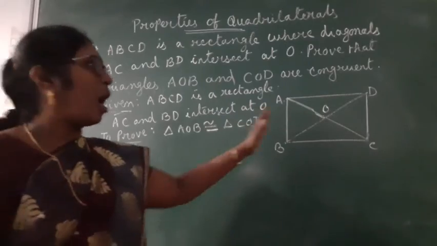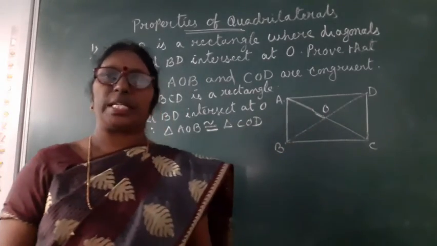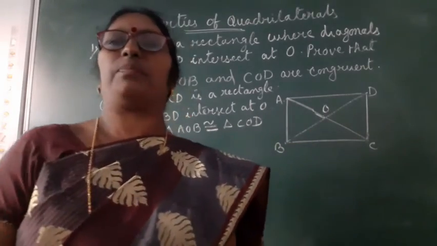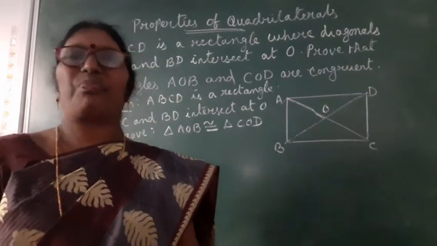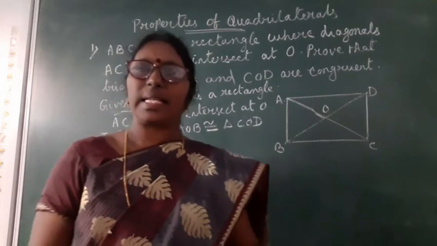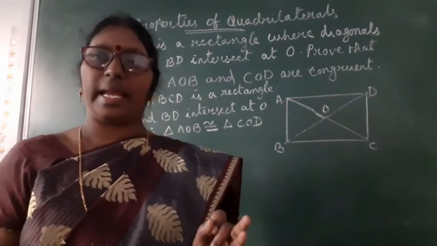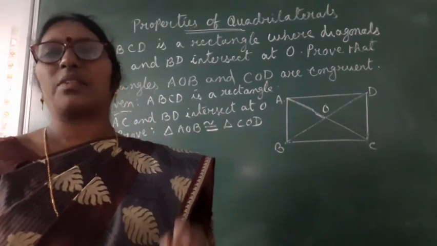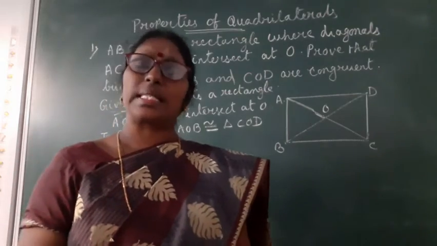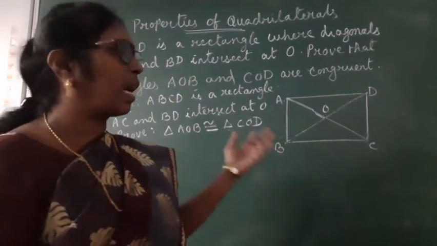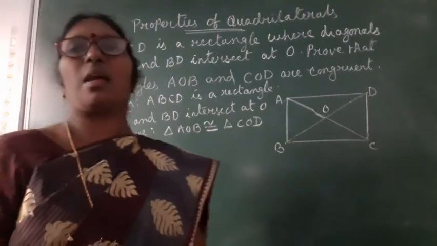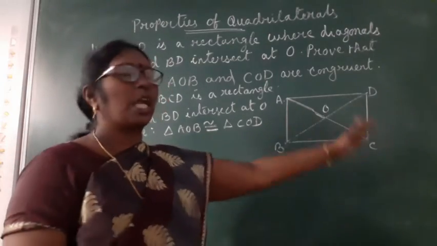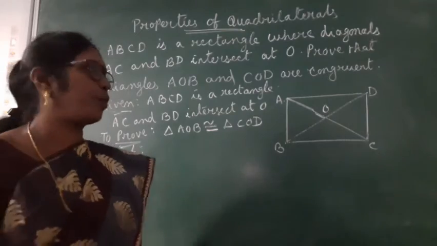Now proof. How to prove that these two are congruent? Already you have learnt what are the criteria or conditions of congruency. There are 4 criteria: SSS, AAS or ASA, other one is SAS, and the fourth one is RHS criteria. So let us see under what condition we are able to prove this and how to prove it.